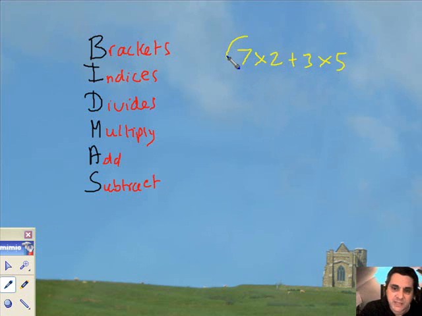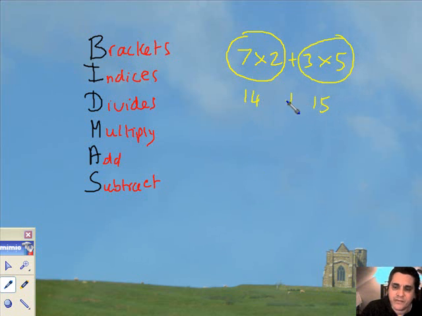In other words, let's multiply first. We take that little blob and do it. We'll take that little blob and do it. 3 5s are 15, and then we're free to add them. Well, that's going to give us 29. Really easy. I think I'll do H.